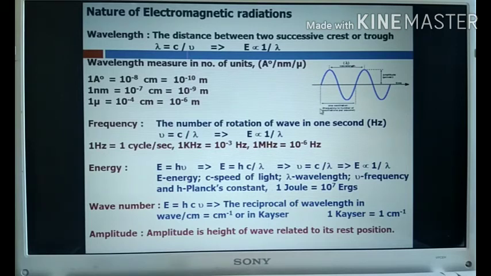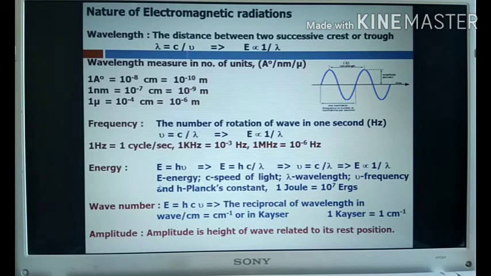So this is one oscillation; frequency is the number of oscillations per second. The number of waves, or one oscillation in 1 second, is nothing but the frequency, which is measured in hertz. So 1 hertz is equal to 1 cycle per second. 1 kilohertz is 10 to the power 3 hertz. 1 megahertz is 10 to the power 6 hertz.